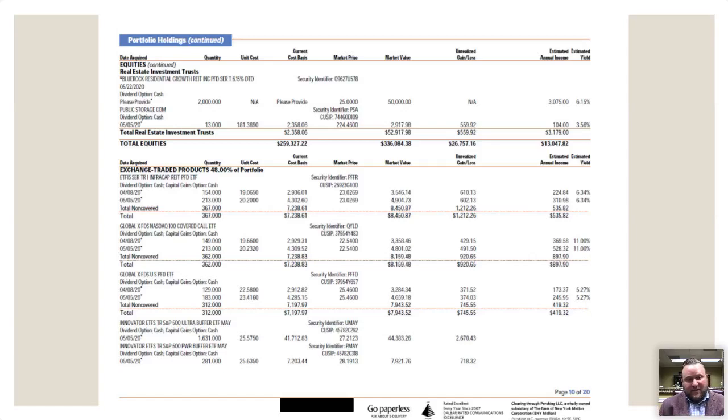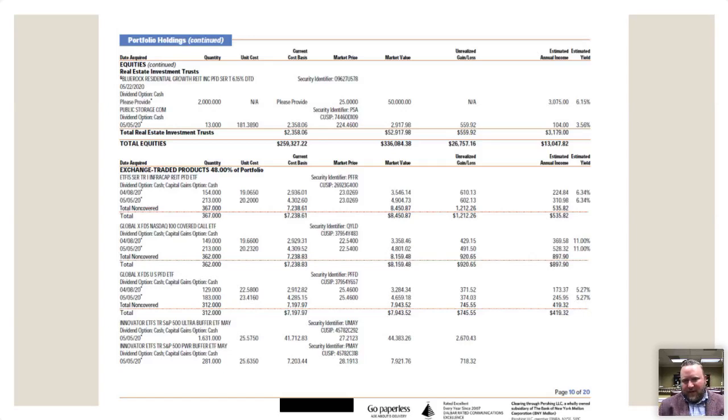Also, if something is purchased recently, it may not show up as well. So this could have been a recent purchase that's not in there yet. And then we've got market price. Market price for Blue Rock is $25, and there are 2,000 shares of Blue Rock at $25 apiece, which equals a market value of $50,000.